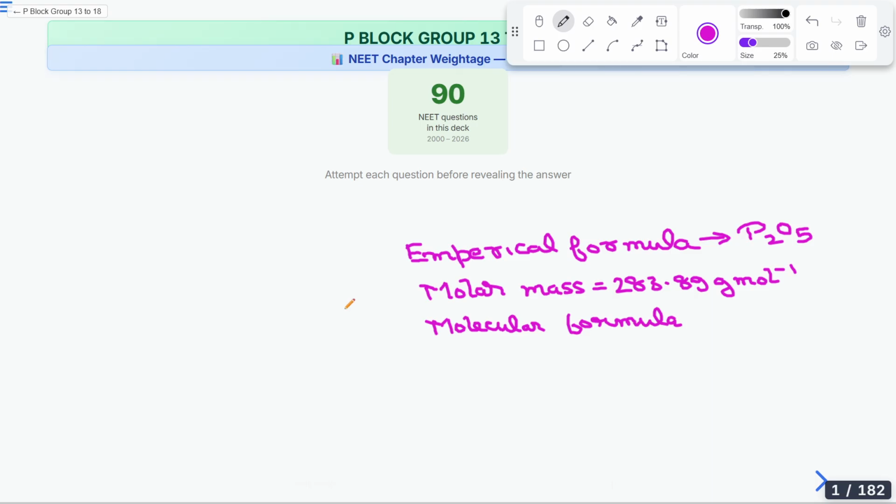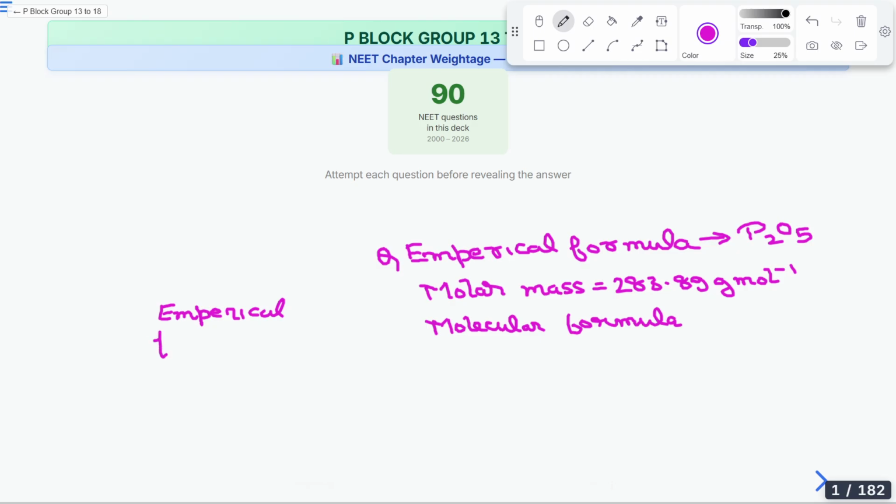So this is your question. How we'll do it? So first of all, we will calculate the empirical formula mass. What we'll do? We'll calculate the empirical formula mass. How do we calculate it?